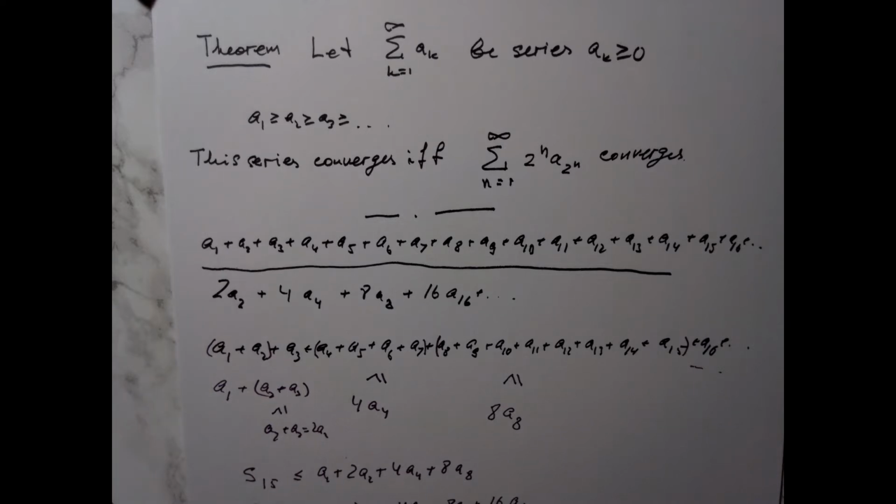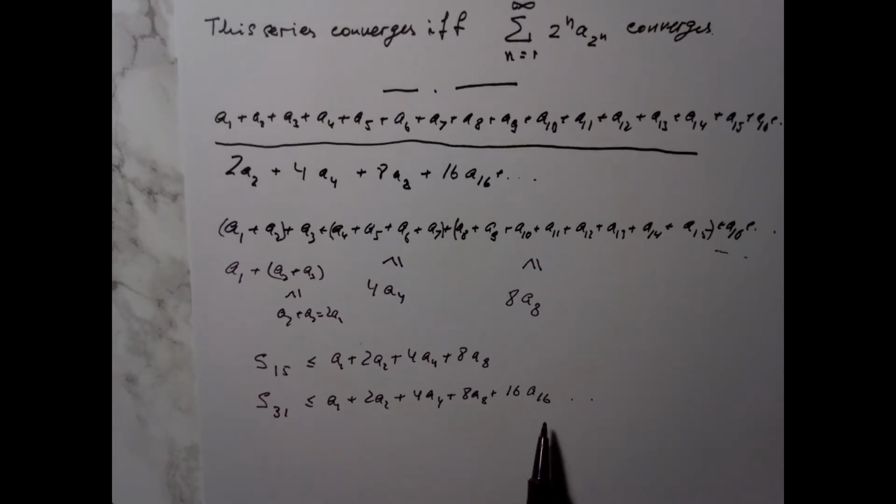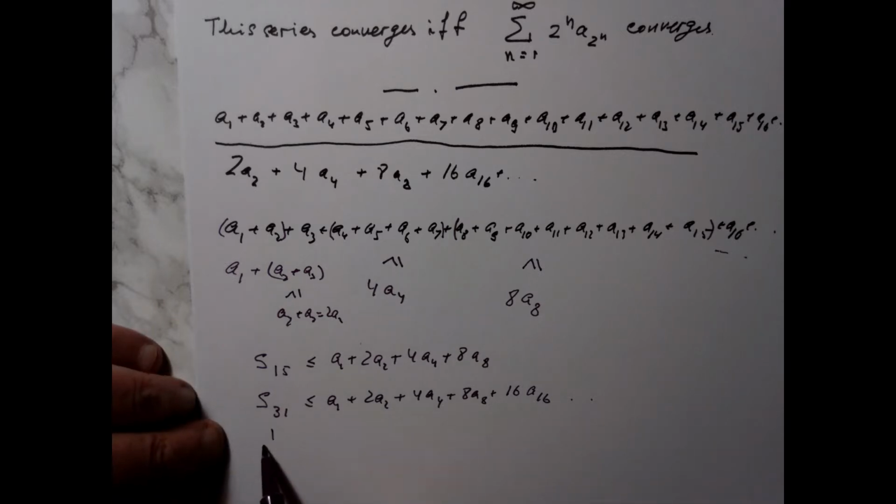So my conclusion is that if this series converges, it means that the partial sums of this series are bounded, and that means that the partial sums of my original series are bounded. And so what we conclude is, if this series, the sum of 2 to the n times a sub 2 to the n, converges, then this series converges.